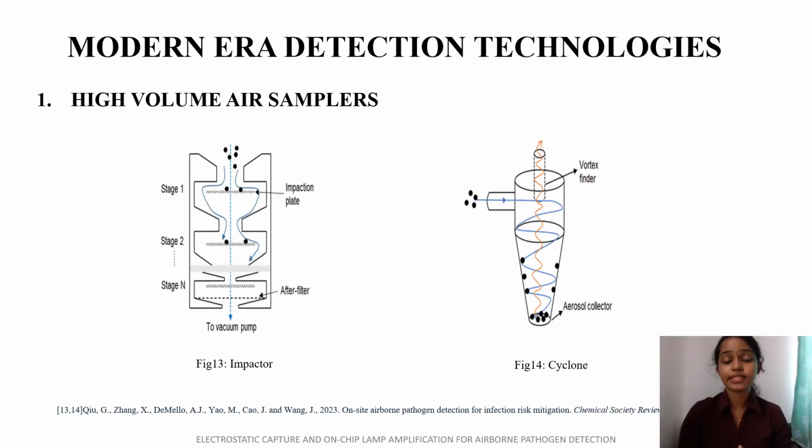So next, let's familiarize ourselves with the modern era detection technologies. Modern era detection technologies are classified into three: high volume air samplers, immunoassays, and nucleic acid amplification. High volume air samplers capture a large amount of airborne pathogens quickly. They consist of impactors and cyclones. Impactors separate particles by inertia, whereas cyclones separate particles by centrifugal force.